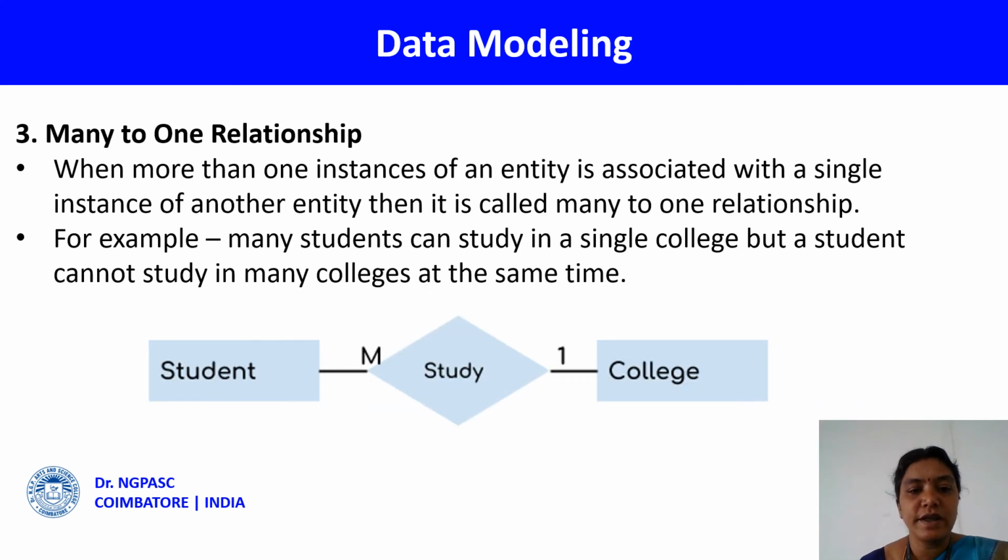Many to one relationship. Here, if there are many relationships between one entity and the other, I can call it a many to one relationship. In this diagram, a student may study in a college, and a student may take many courses in a single college. He may study many courses in a single college. This is a many to one relationship, which is represented with M and 1.